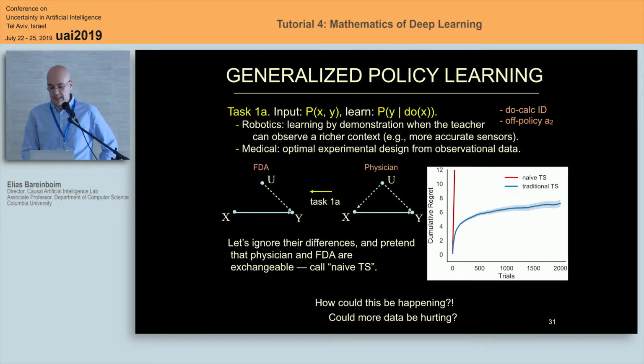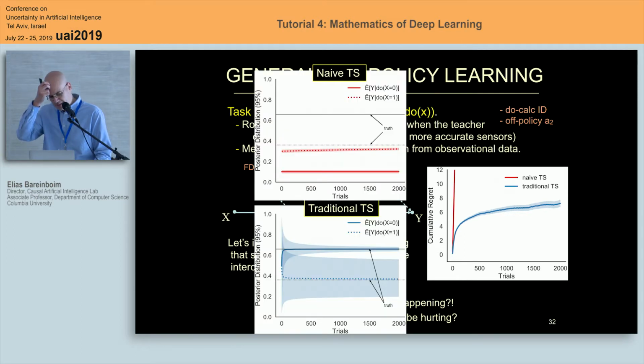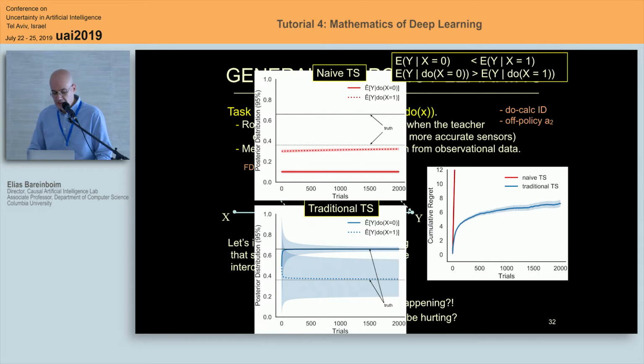Then the question is, how could this be happening? Could more data be hurting? This seems to defy our deepest and strongest conviction, which is that data is always good. Give me more and we'll throw a party. This is not happening here. Let's do the following: let's open up what's going on and plot some kind of 95% confidence interval inside the solver, inside of each of these lines.